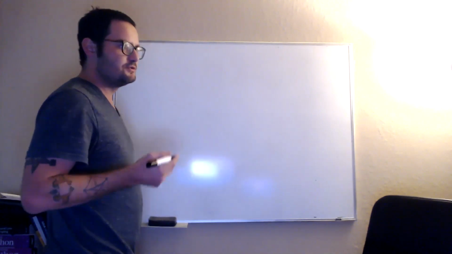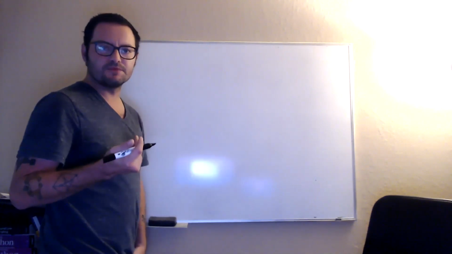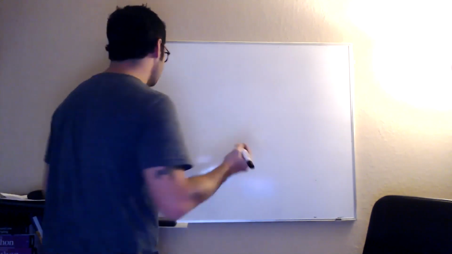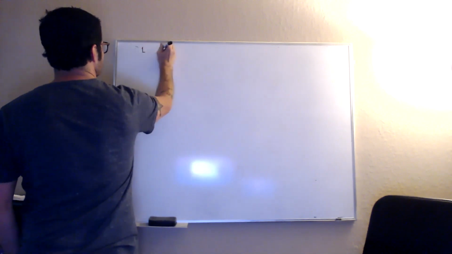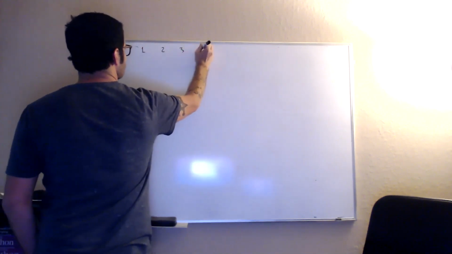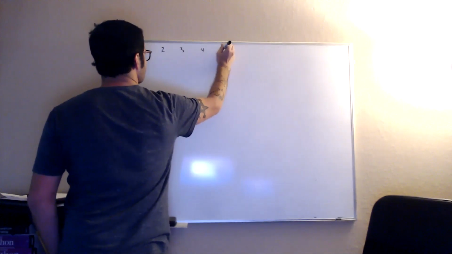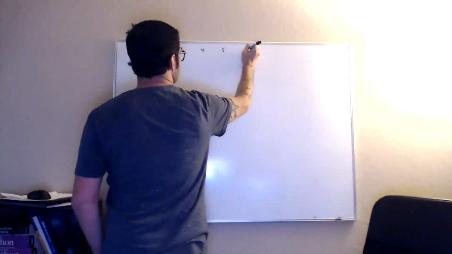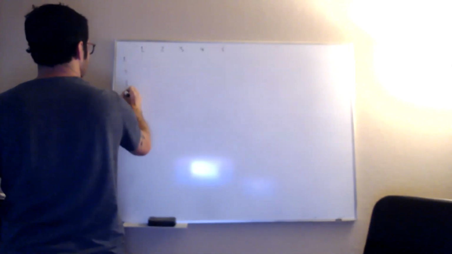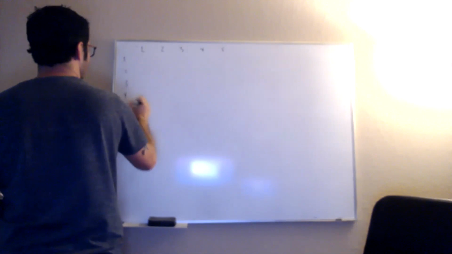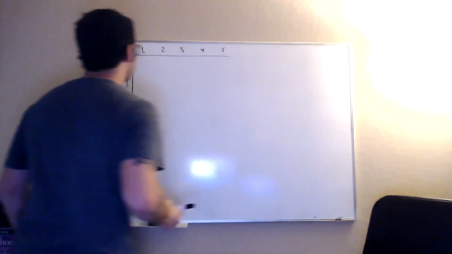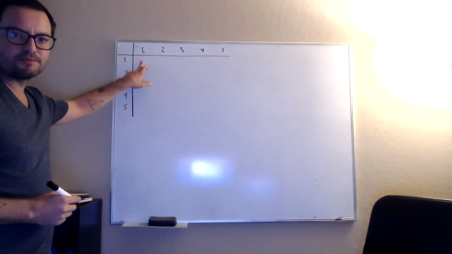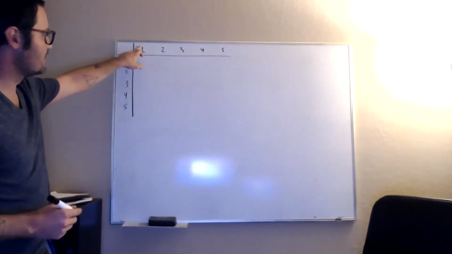Suppose we want to write a computer program to produce a multiplication table. So something like 1, 2, 3, 4, 5, and then 1, 2, 3, 4, 5. In this table, the entry will correspond to the row number times the column number.